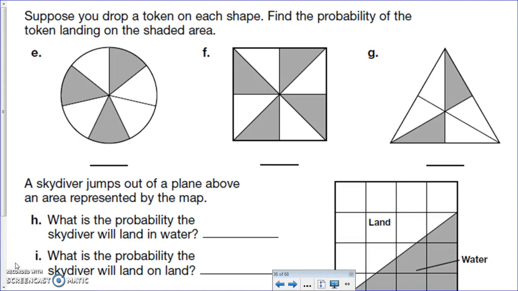Suppose you drop a token on each sheet. Find the probability of the token landing on the shaded area. For E, we have a circle, and we can tell that our circle has been broken up into 7 equal sections. 3 of them are shaded, so our fraction probability is 3/7.